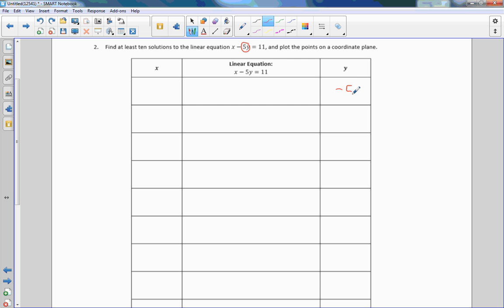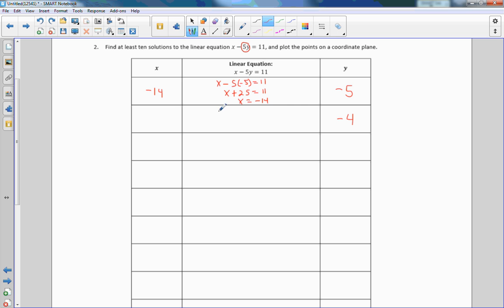Okay, I'm going to start at negative 5 this time. So when I plug in negative 5 here, I'm going to get x minus, now be careful, we're solving for x now, so we're plugging in for y. X minus 5 times negative 5 equals 11. X, a negative times negative is positive, 5 times 5 is 25 equals 11. Subtract 25 from both sides, and I get negative 14. So we have the point negative 14 comma negative 5.